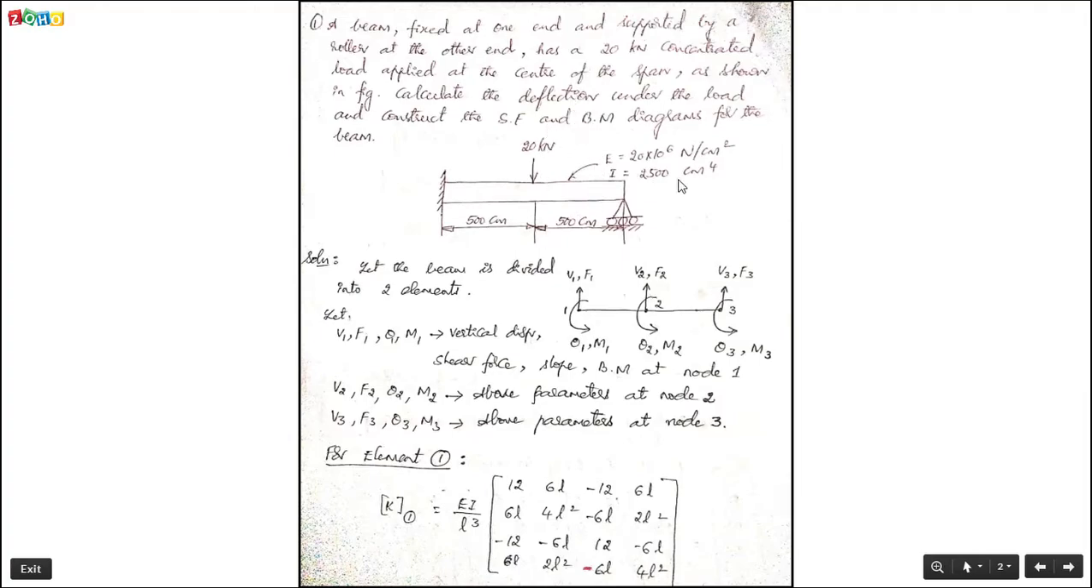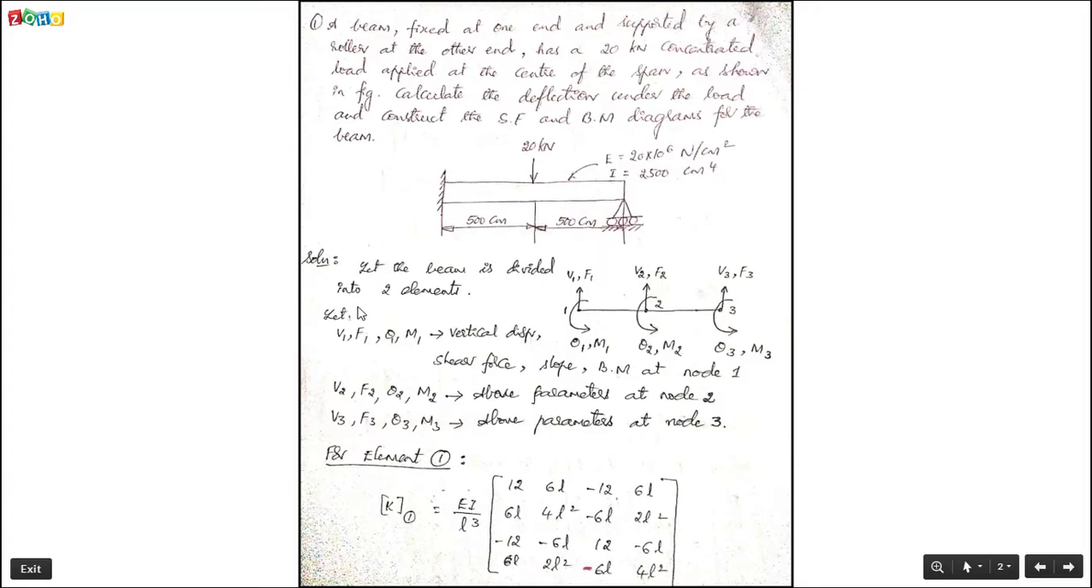See here, in this beam the total length is 100 centimeters, Young's modulus is 20 into 10 power 6, and the moment of inertia is 2500 centimeters to the power 4. You can observe here, this is the beam, and at the center 20 kilonewtons are acting downwards. So this is the problem given. For this problem, we have to calculate the deflection and the shear force and bending moment diagrams. Now we will see the solving of the problem.